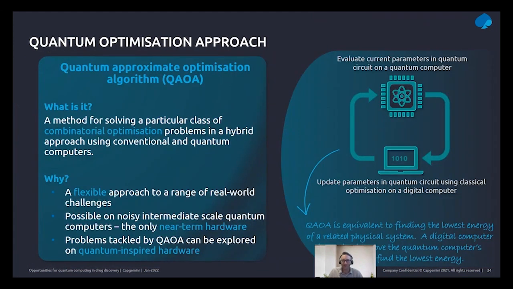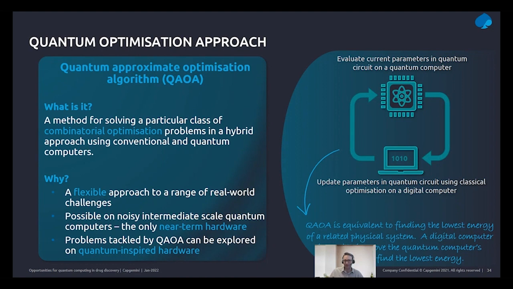I've already mentioned the variational quantum eigensolver. This in the NISQ era is one of those problems which people are trying to explore. There is an algorithm called the quantum approximate optimization algorithm, which lends itself to these challenges, and it can be applied to quite a broad range of challenges in combinatorial optimization.